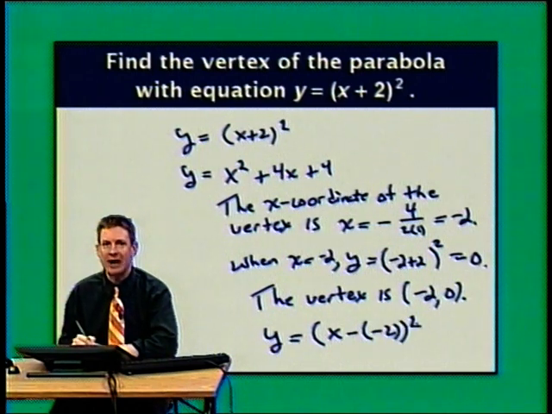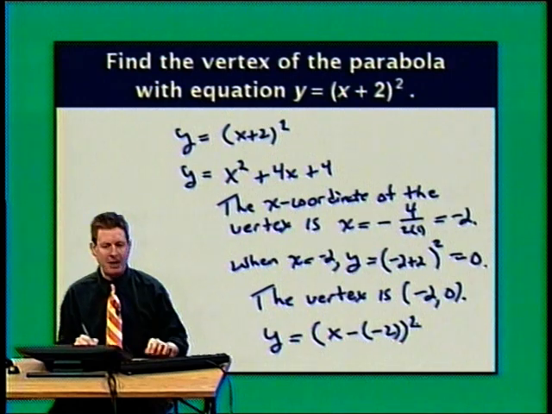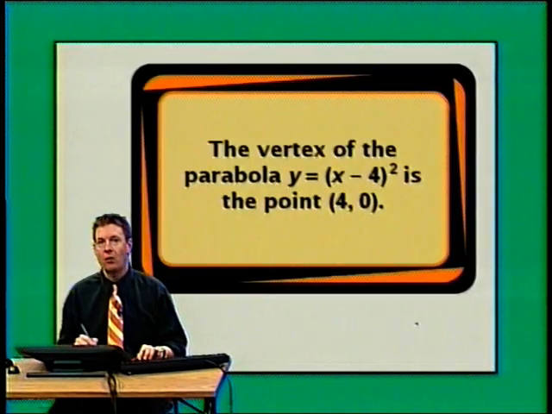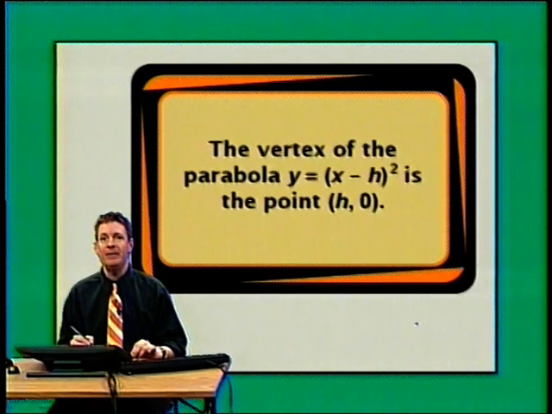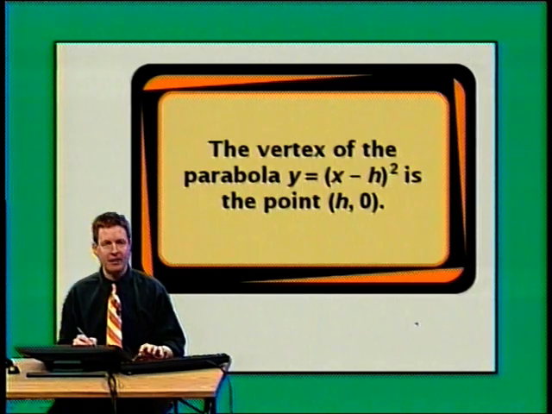So let's review the last couple of examples and see if we see a pattern. The vertex of the parabola y equals x minus 4 squared is the point 4, 0. The vertex of the parabola y equals x minus negative 2 squared is the point negative 2, 0. I see a pattern. It seems that the vertex of the parabola y equals x minus h quantity squared is the point h, 0. I wonder if we can take these two observations and put them together.